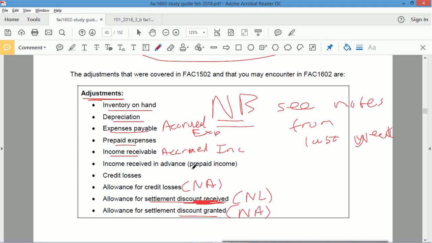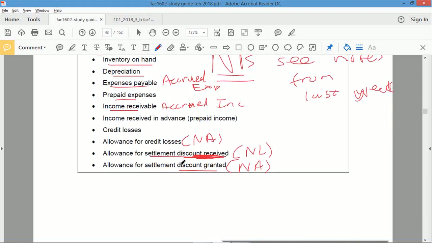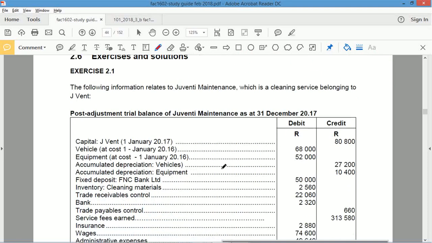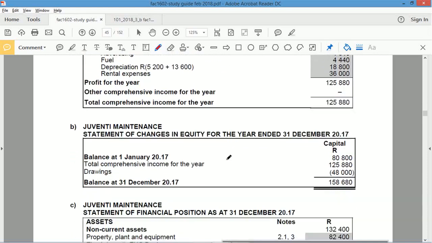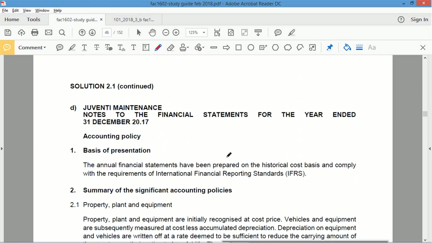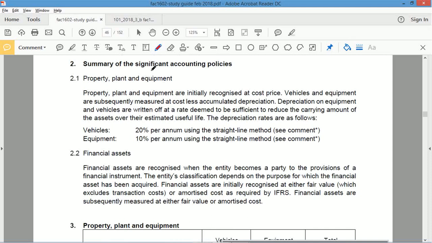So those are important adjustments that you've got in your previous module, this 1601. We just need to recap when we get there. We'll do more examples. So the last bit is just an exercise here. What else do they give you here? There's the solution. What else do they give? There's the notes.